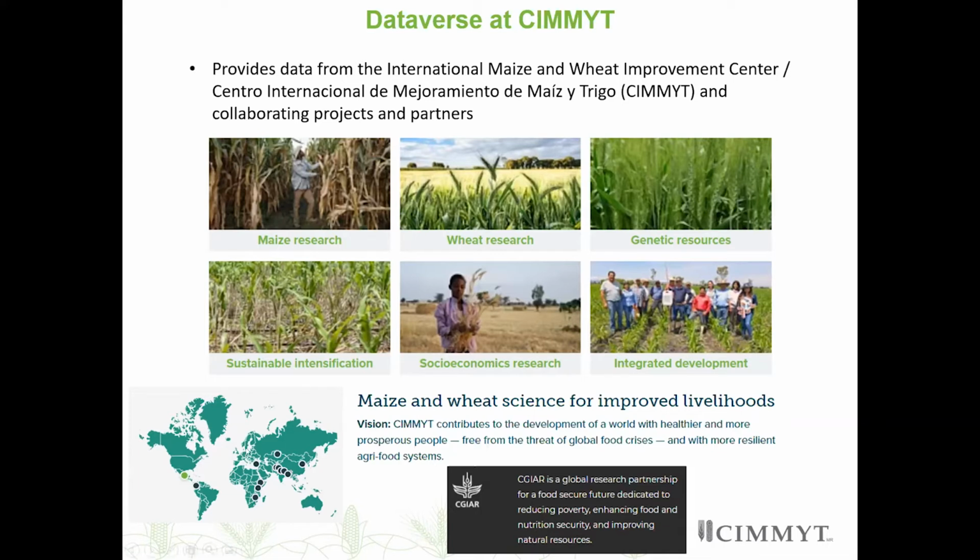And these data are collected from our headquarters, which is based in Mexico, as well as various sites around the world, as well as from collaborators that are working with us on projects and longstanding partners that we have. And so these are some of the sources and types of data that we're trying to share with the public through Dataverse. Our institution and our consortium has a commitment to open access to data.